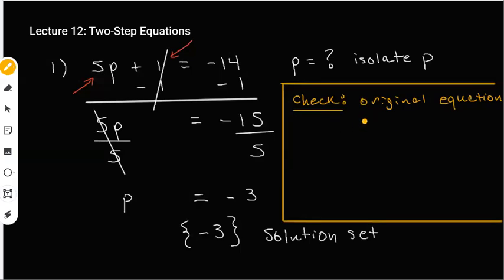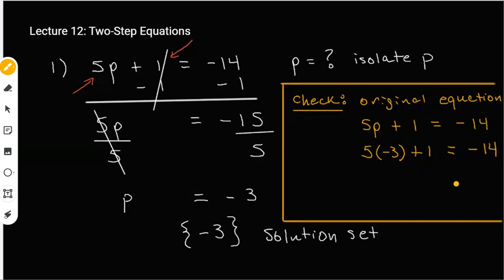We're taking that original equation, 5p plus 1, and we still have it equal to negative 14. So we get the equation that we started off with. The next thing I'm going to do is let p be my answer. So my answer was negative 3. So I'm going to replace the variable p with a negative 3 and see what happens. So I have 5 times negative 3 plus 1 is equal to negative 14.